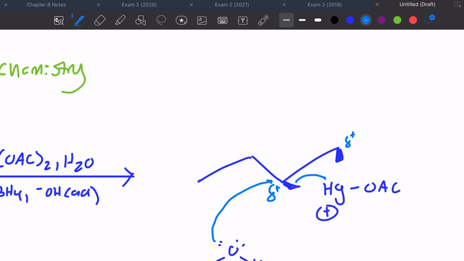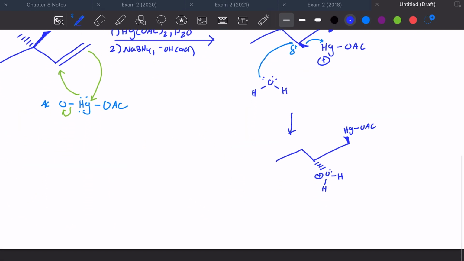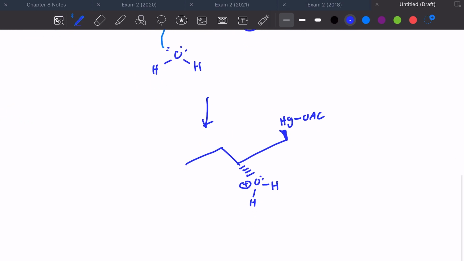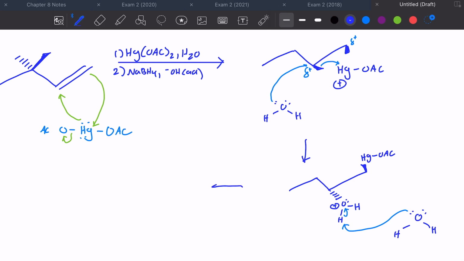It's going to break this bond, and then we can draw what happens. And then you're going to have more water in solution, so you're going to have to protonate as well. So again, you have these lone pairs. It's going to come and attach, take this hydrogen, and then the electrons in that bond are going to go to the oxygen to stabilize it. And you'll get something that looks like this.